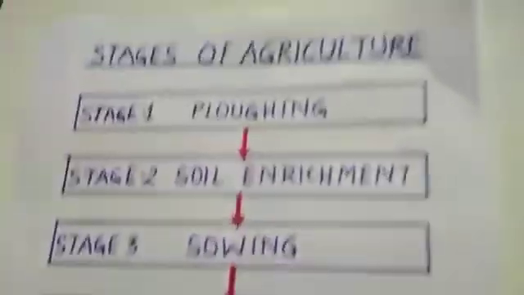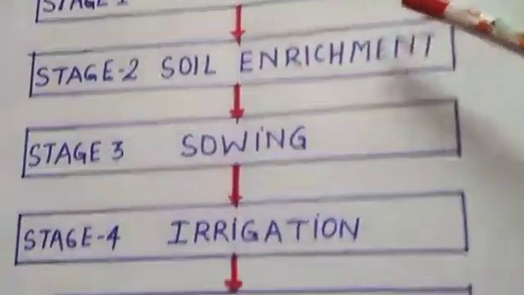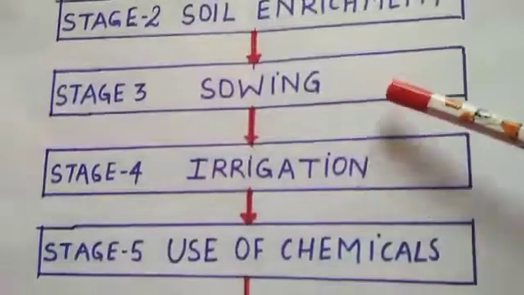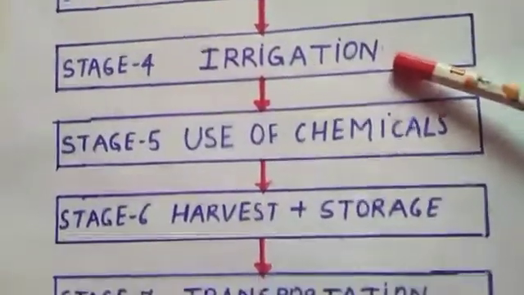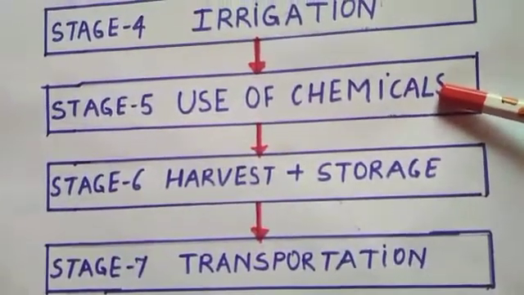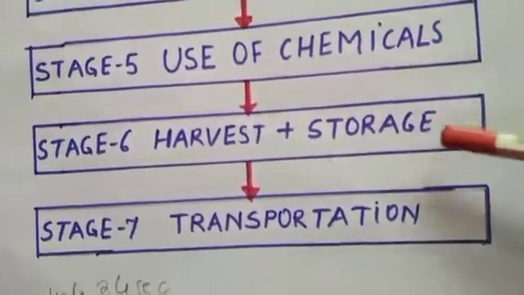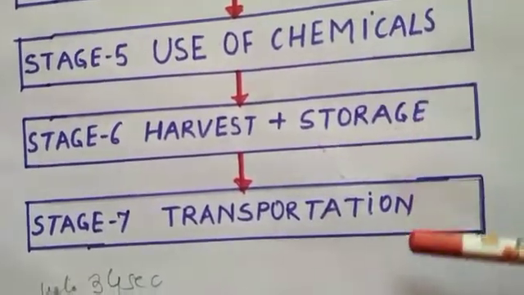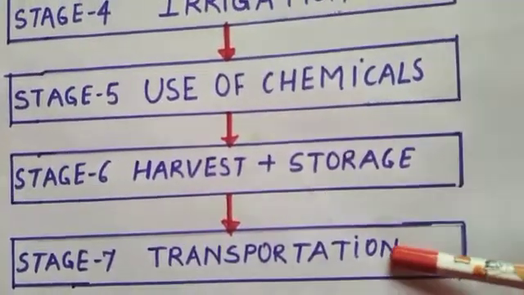So just a quick recap. The 7 stages are: first stage is plowing, soil enrichment, second stage, third is sowing, fourth is irrigation, fifth is use of chemicals, sixth is harvest and storage, and seventh is transportation.